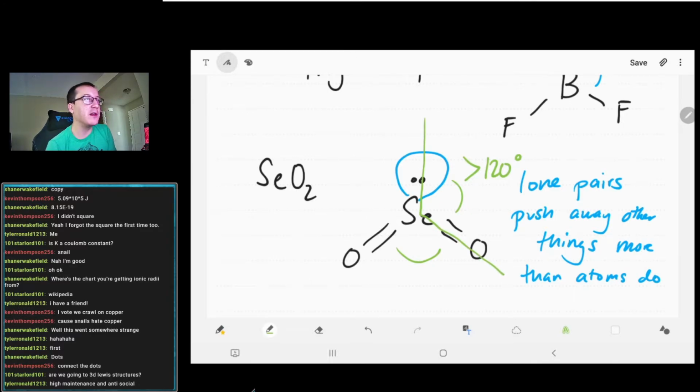So the angle between the lone pair, selenium, and then the oxygen. Okay, deleting that. And this angle between the oxygens and the selenium is going to be a little bit less than 120 degrees. And we're going to see that this is going to affect a whole bunch of things that we're going to learn.